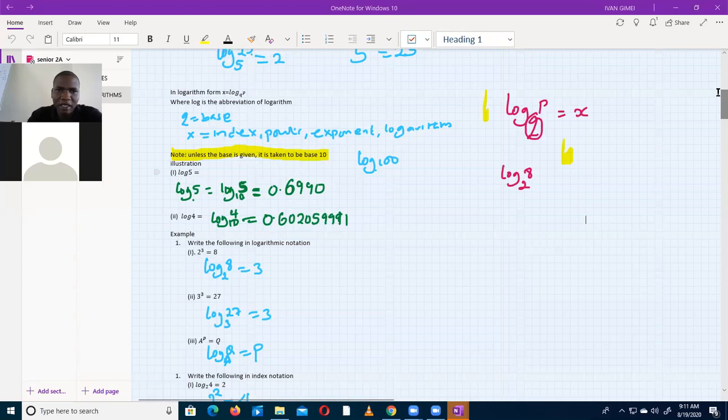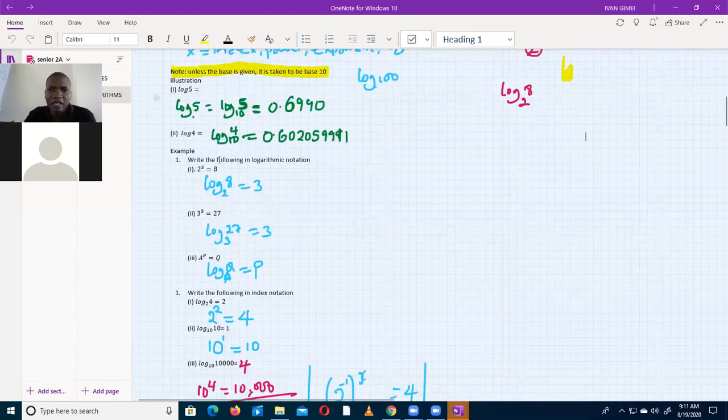Then I gave you an example here. I said, write the following in logarithmic notation. They have given you 2 to the power 3 equals 8. When you write this in terms of logarithms, it will be log of 8 base 2 equals 3. So here, we're simply saying that 2 to the power of 3 should be the same as 8. 3 to the power of 3 is the same as 27. Then here we're saying 8 to the power of p equals q. That's what we spent our time on in the previous lesson.